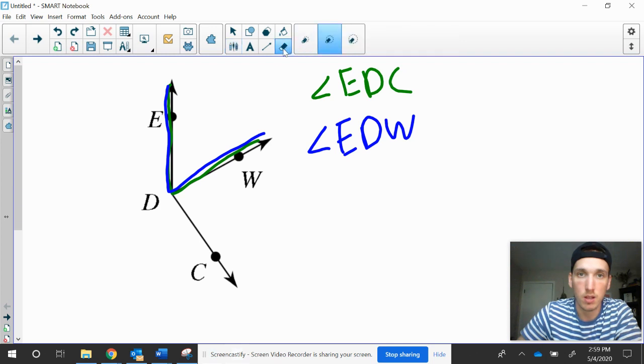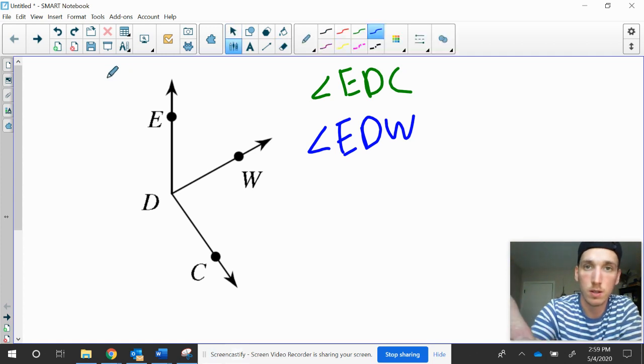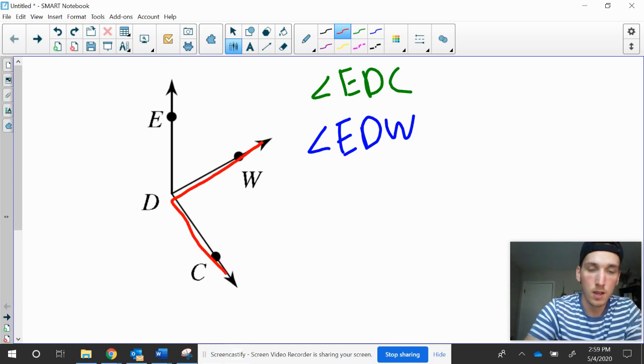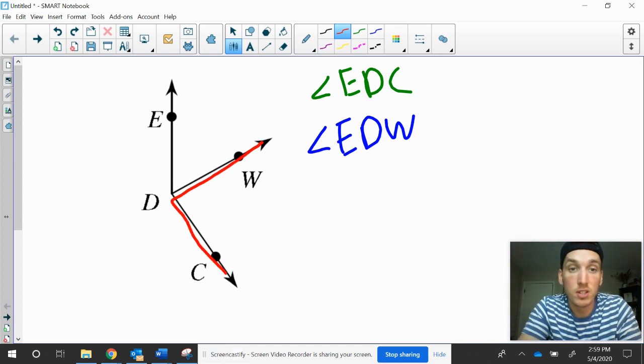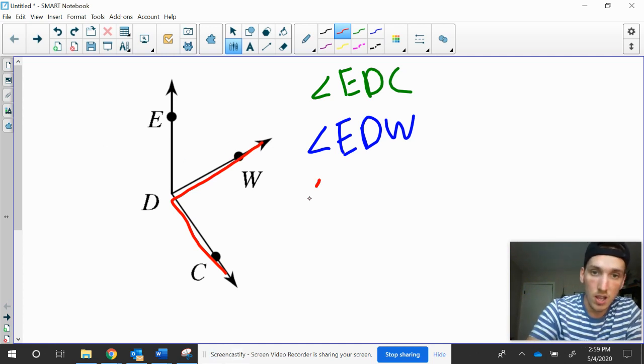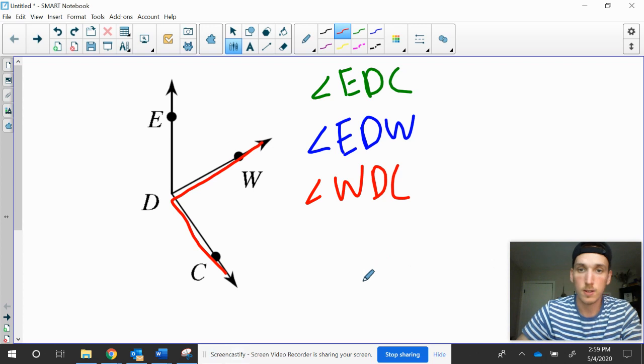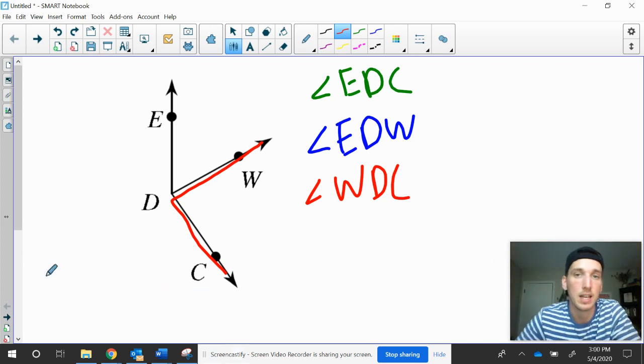So what would be the name of the other smaller angle down there, right here? You can call it a couple of different things. If you start up here, you could call it angle WDC. So if you're seeing how to label and name some of these angles.